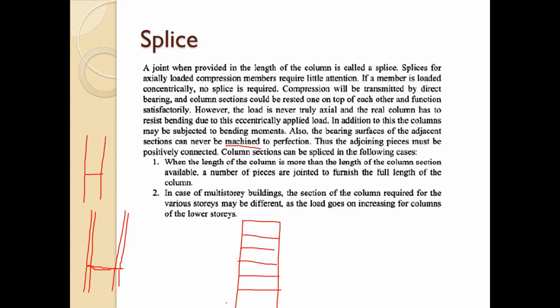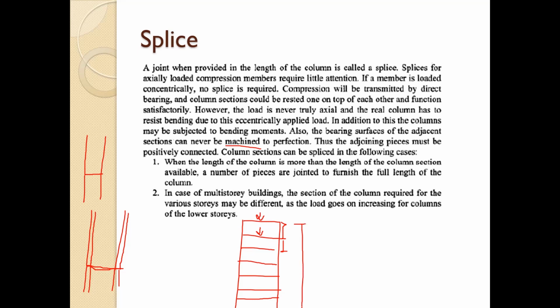So by adding every story, the load will be added for the column. Likewise, if you consider this column, only load from this top floor is coming on this particular column. If you consider this column, load from the story above as well as additional load by this story is coming on the column. So providing the single section for the entire length is not economical.